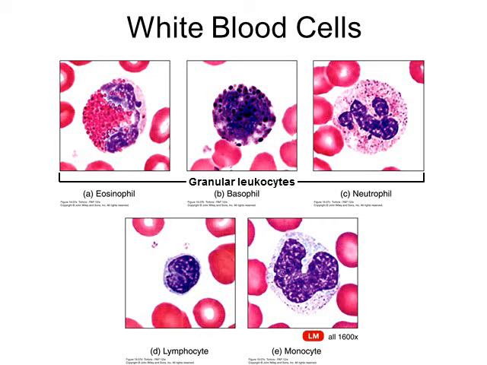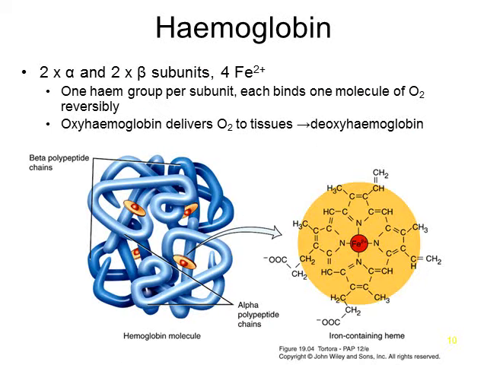The main component of the red blood cell is haemoglobin. In healthy adults, haemoglobin consists of 2 alpha and 2 beta subunits. Each of the heme groups per subunit binds 1 molecule of oxygen, and this is a reversible binding. The heme groups consist of iron ions contained within the heme itself. So each haemoglobin molecule is capable of carrying 4 iron ions.